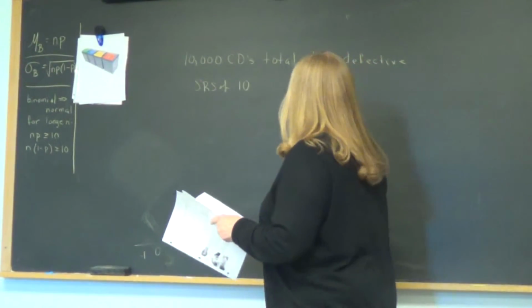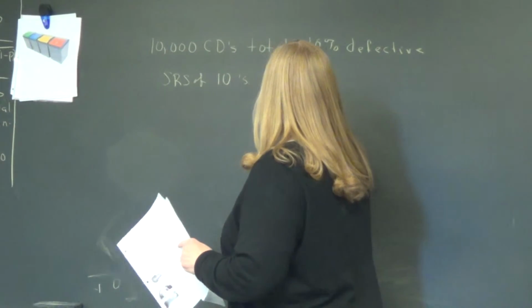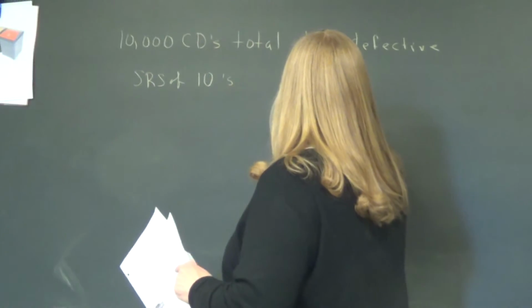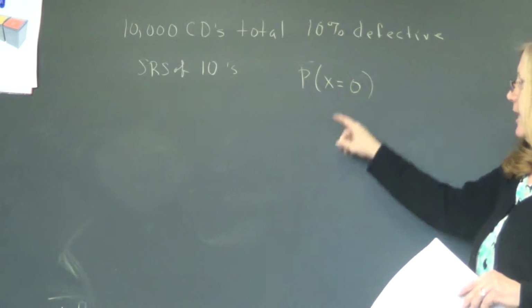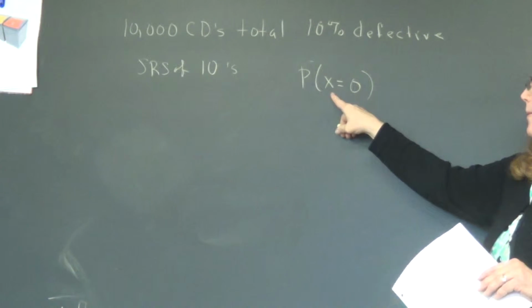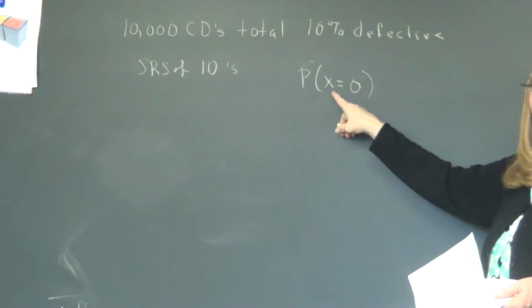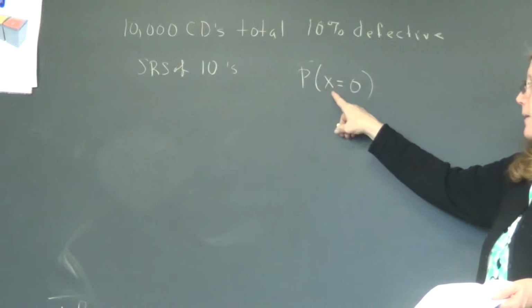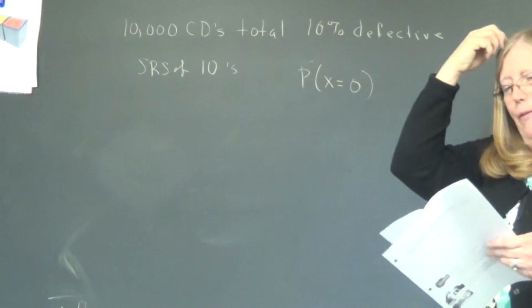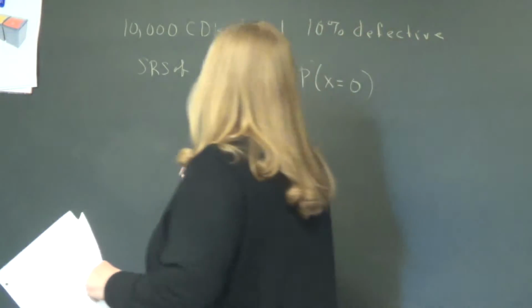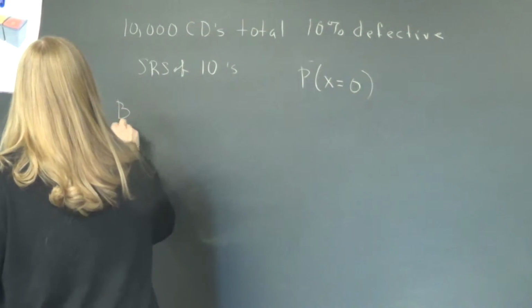And I'm going to do a simple random sample of 10. So I'm just going to pull 10 out of all those CDs. I am wondering, of those 10, what's the probability that there are no defective ones? I'm going to say that X, my random variable, is the number of defective ones in the group, and I want to know the probability that X is 0. Before I do that, I have to check the BINS, and this is where we're going to hit a roadblock.